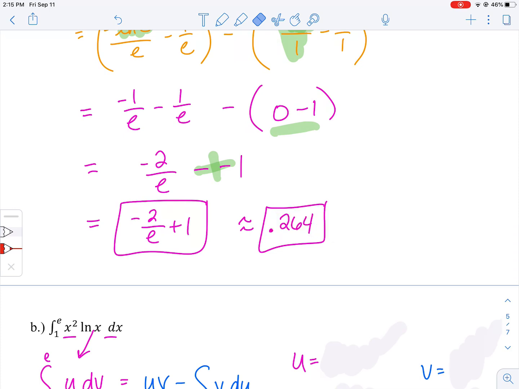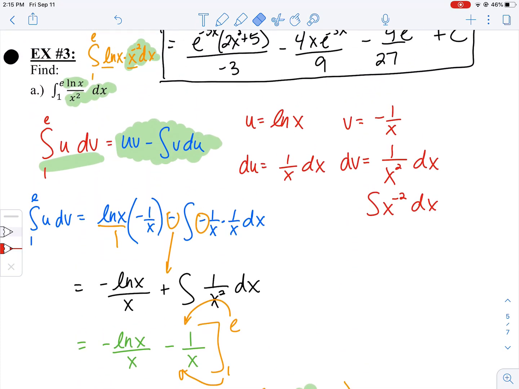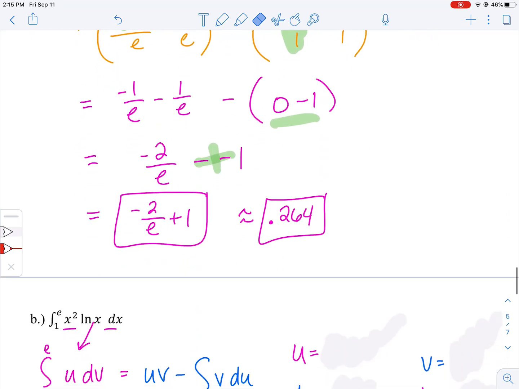Or I can put that in the calculator and round it to whatever decimal they ask me for, and I ended up getting 0.264. And so the integral of my original problem, natural log of x over x squared, from 1 to e is really 0.264. Not only using my integration by parts, but also using my fundamental theorem of calculus to evaluate.